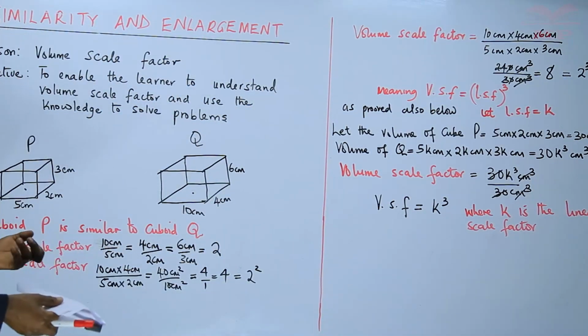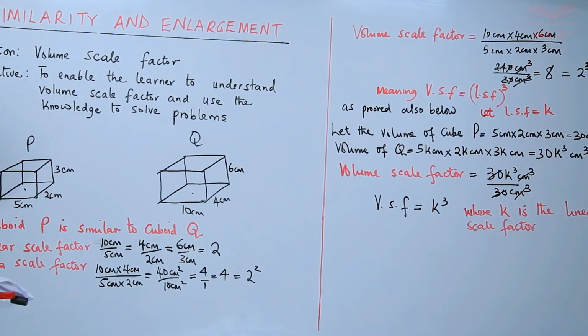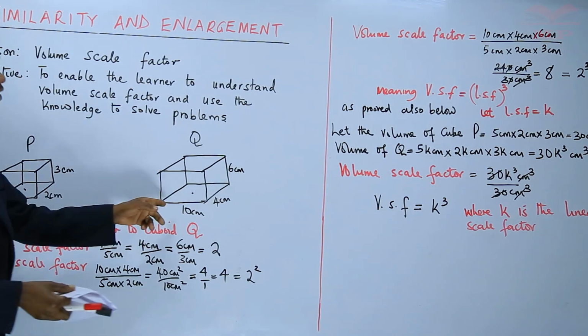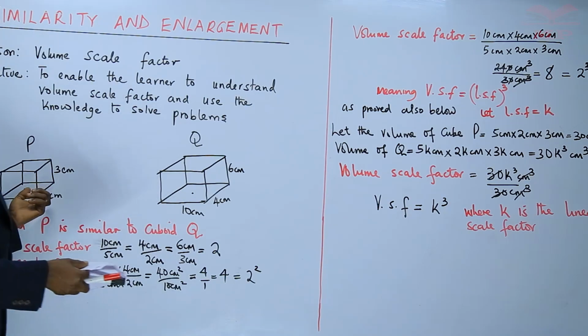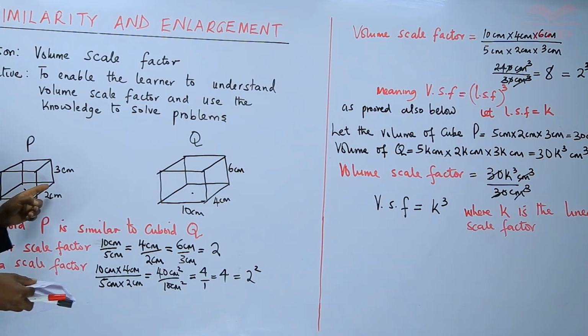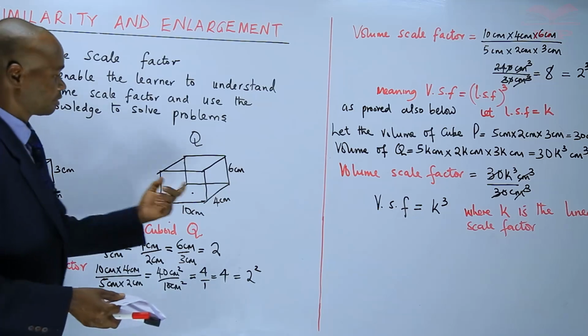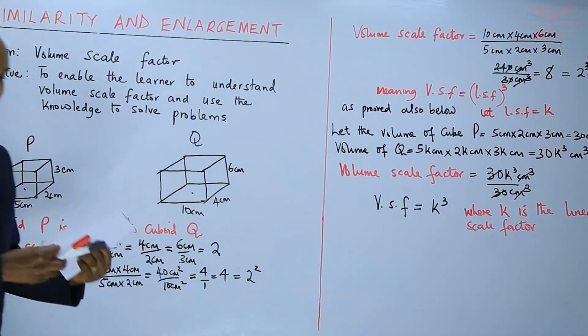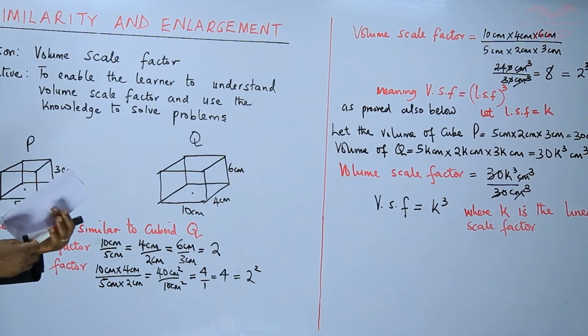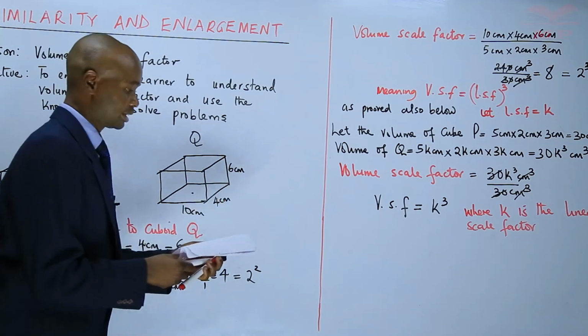How can that help you? If they have given you a linear scale factor of transforming the small cuboid to the bigger one, and you know the volume, you multiply by the volume scale factor to get the volume of the bigger cuboid.